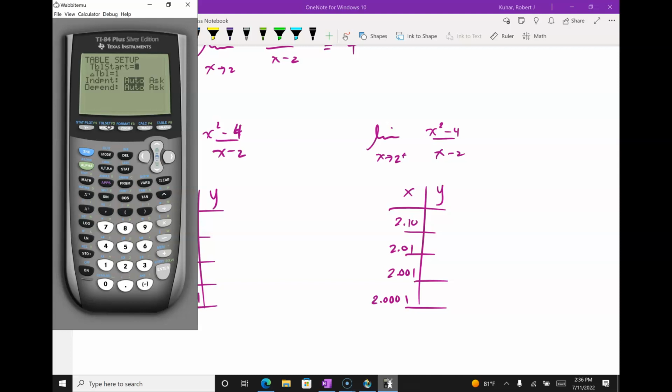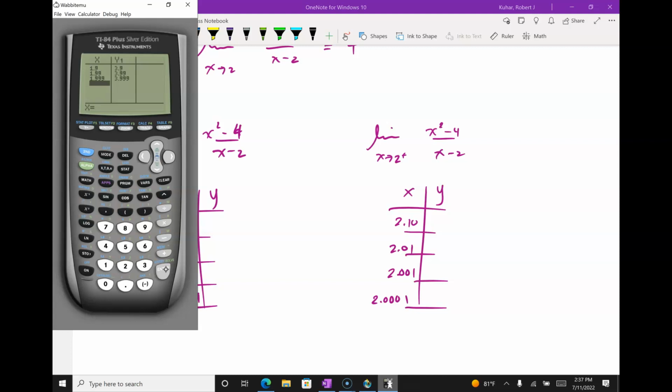Okay. So I say independent. That's my x variable. I set it to ask. I go to second table set and set my independent to ask, and then go to second table. And so what did I have? 1.9, right? 1.99. 1.999. At that point, you should know where it's going. And it's pretty obvious it's going to 4.